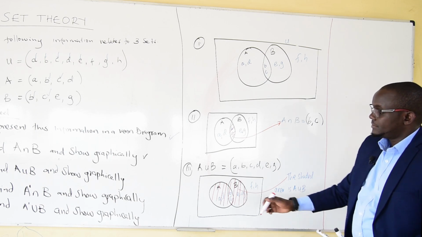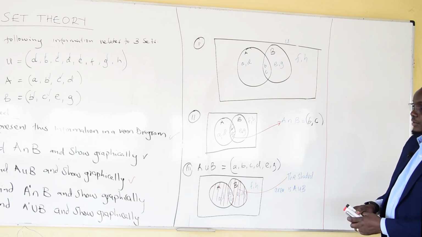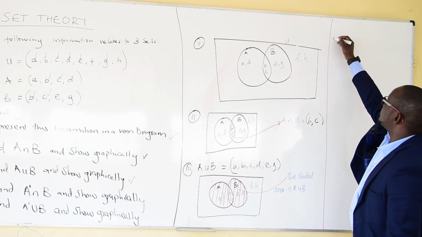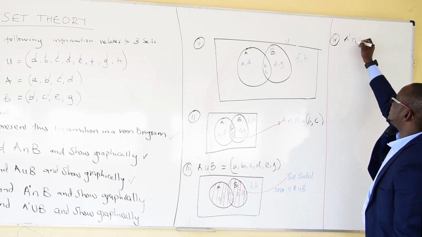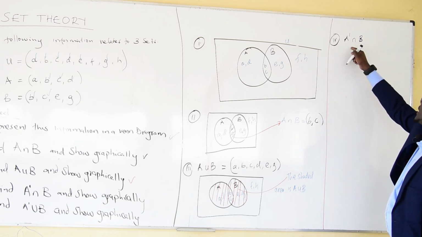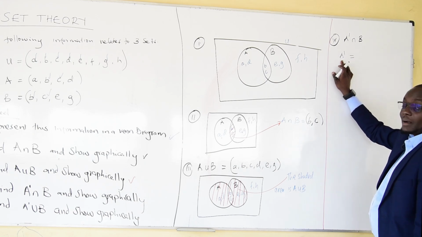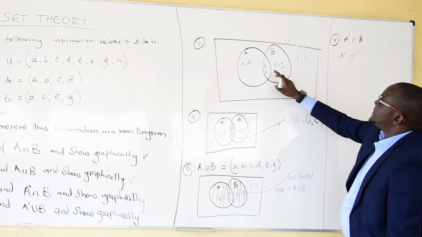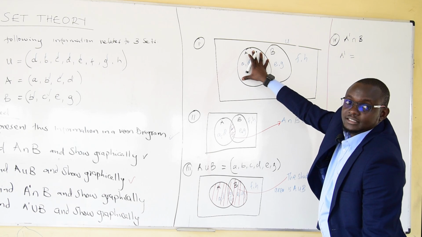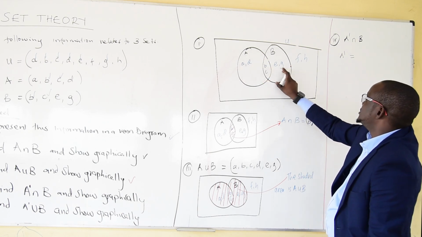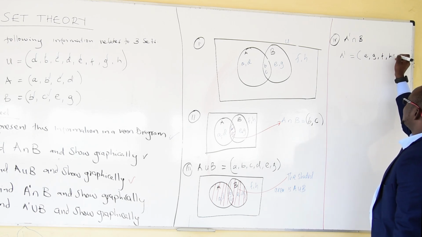I want to do this other one. So this one we have done. So I want to do Roman 4. We are asked to find A prime intersection B, the complement of A intersection B, and show it graphically. To find this, the first thing you look at is A prime. A prime, these are the members that are not in A. The members that are not in this circle, set A, are E, G, F, H. So this set contains E, G, F, H.